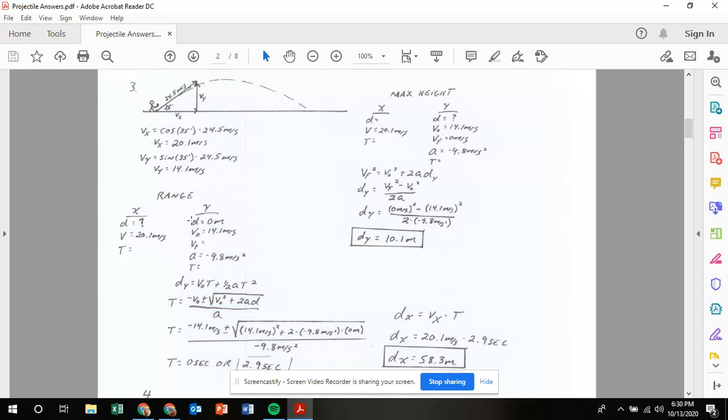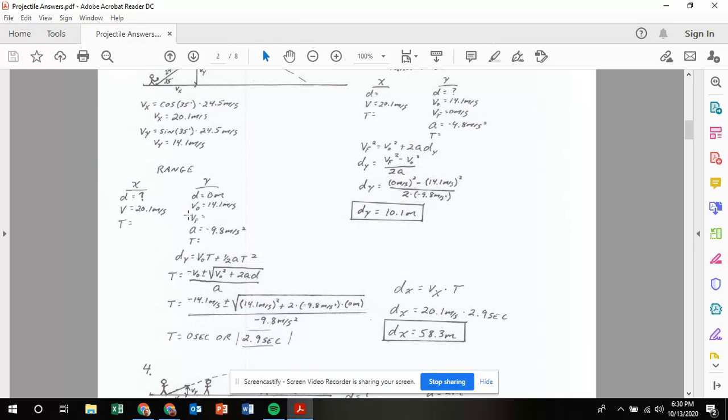The range position, or how far it's going to go in the x direction, is the question mark. Velocity in the x direction is 20.1 meters per second. The displacement in the y is 0 because it started on the ground and it's landing back on the ground. So the height change is nothing from the beginning shot to when it lands. The initial velocity in the y is what we already solved for at the beginning of the problem up here, 14.1 meters per second. Acceleration, negative 9.8 meters per second squared.